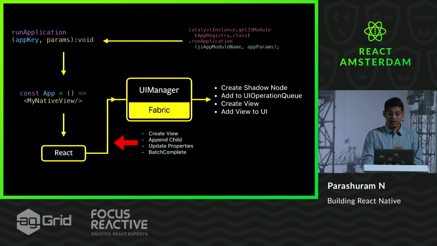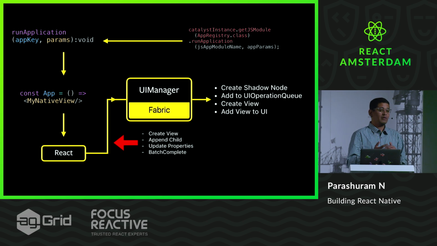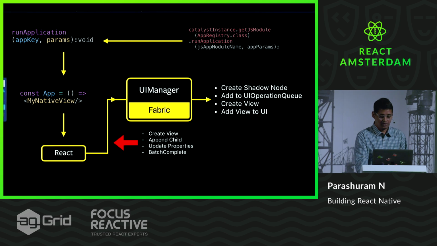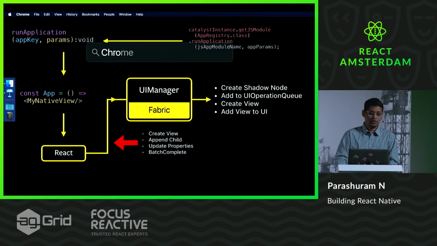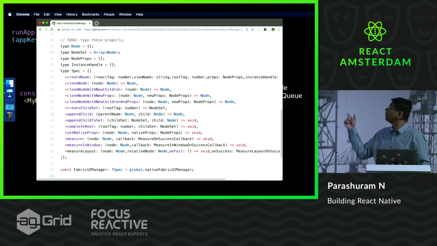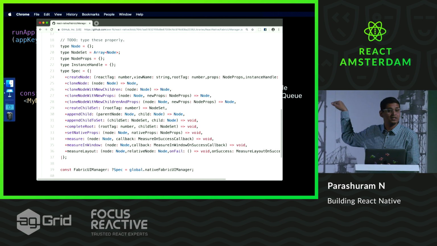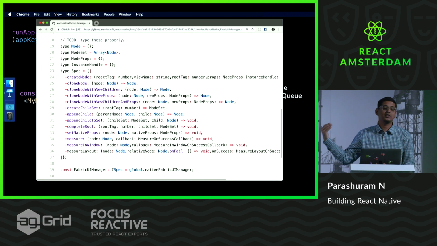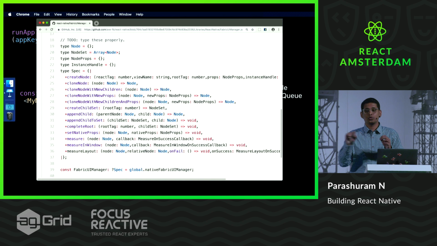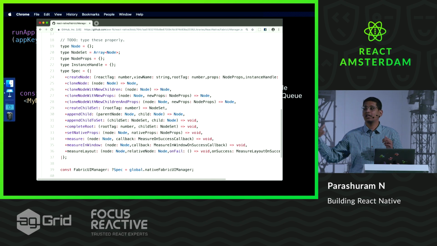In fact, this is called Fabric. Fabric is the new architecture, the new UI system in React Native. If you want to look at Fabric, we can open up Chrome again. And this is what Fabric looks like. And this is the JavaScript. So what you see is all of these commands here, and all of these commands are just JSI commands exposed to JavaScript. So in the future, React Native doesn't have to go through the bridge, call the UI manager and create new stuff.